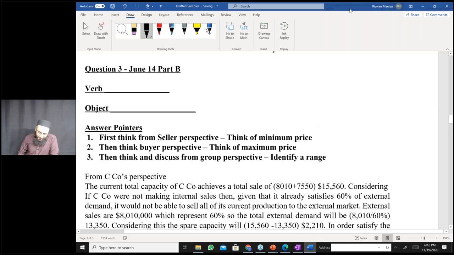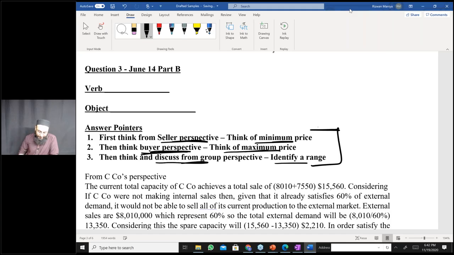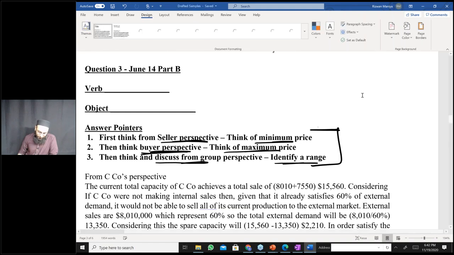So, remember, the tip of the day was answer pointers. Think from seller perspective, minimum. Think from buyer perspective, maximum. And group perspective, range. Just think in paper. Make a short plan and then use that as a heading. So let's start from the seller's perspective first.